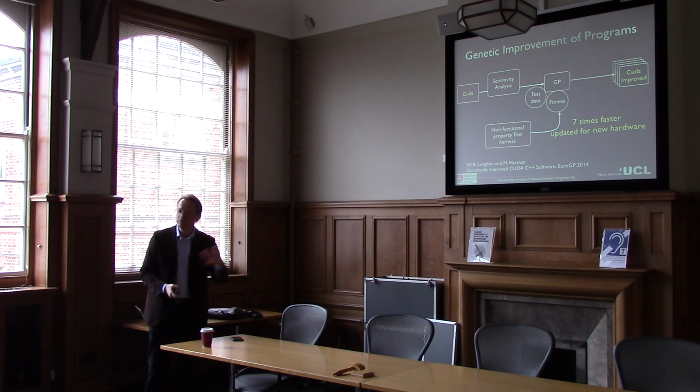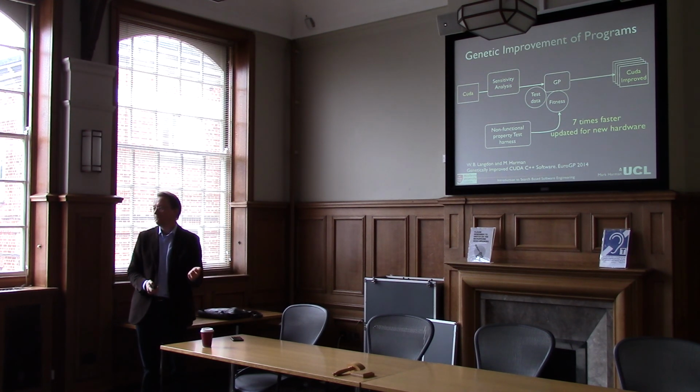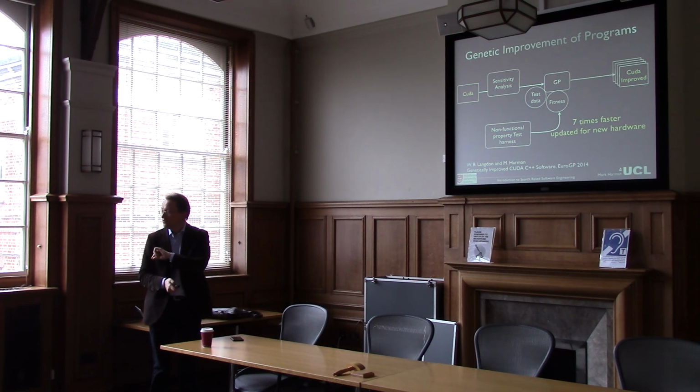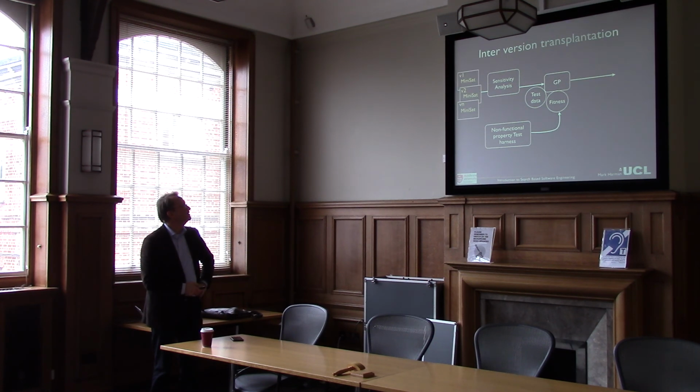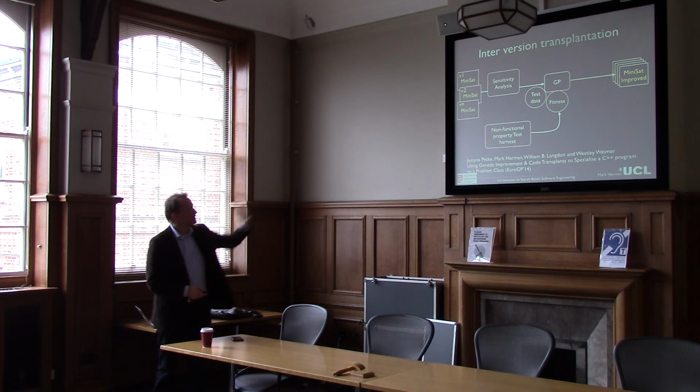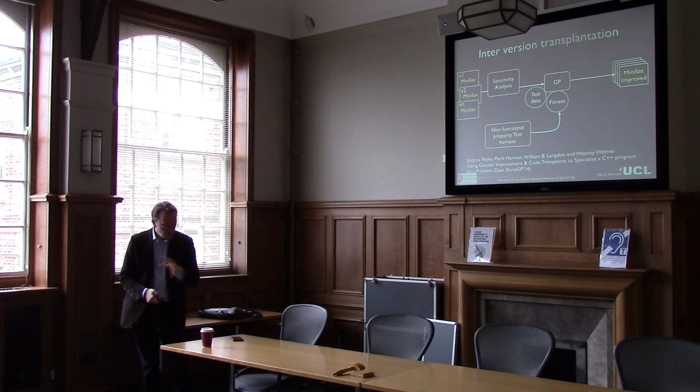But the stuff's coming out so fast, programmers haven't got time to keep up. Using our approach, we can automatically update the old software for the new hardware so that you get the extra. So this 7 times faster is 7 times on top of what the hardware is already giving you. So it's a kind of automated updating approach. And we've also taken the Minisat SAT solver and used it to achieve a kind of specialization, a bit like a GP version of partial evaluation, if you will.